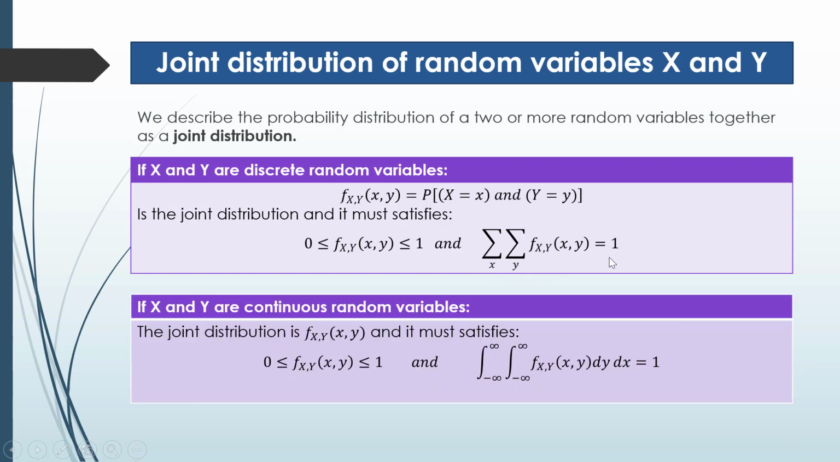In the continuous case, the joint distribution of x and y is between 0 and 1, and the double integral of the joint distribution with respect to y and x is 1. Here, one thing you should notice, in the continuous case we don't have probability x equal to little x and y equal to little y, because for continuous random variables, the probability at a single point is 0. So keep this in mind. For discrete, to find the joint distribution, we can use probability x equal to little x, y equal to little y. But for continuous, we need a technique that I'm going to introduce later.